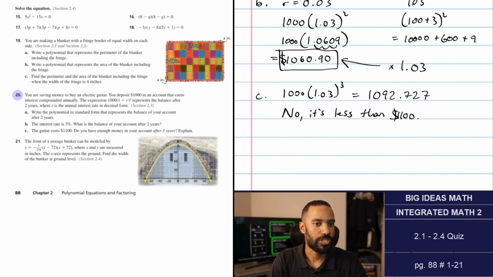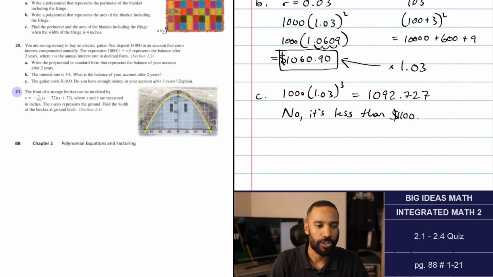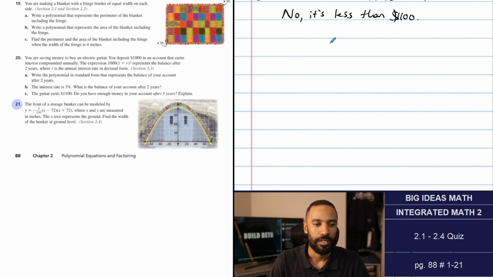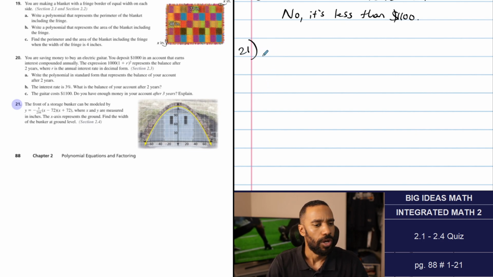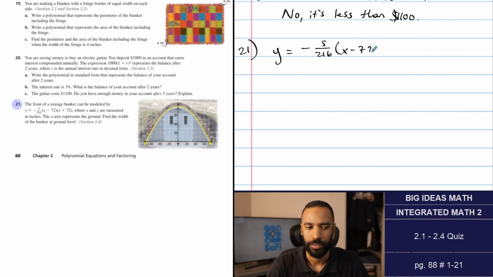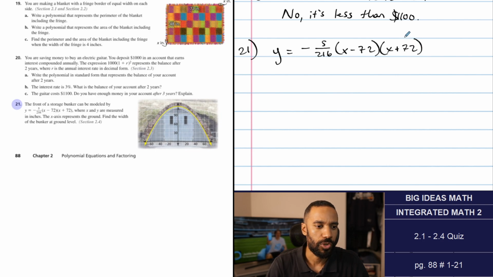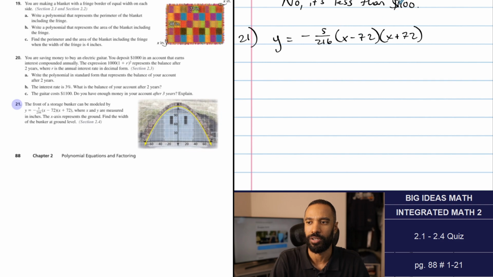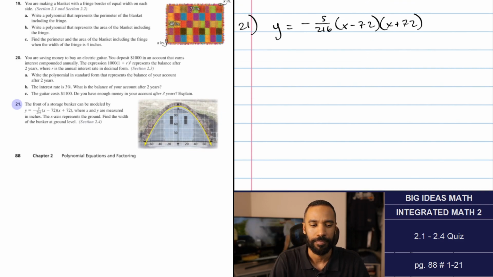Okay, last question, number 21. The front of a storage bunker can be modeled by, oh, one of these arch ones, this is section 2.4, right? Y equals negative 5 over 216 times x minus 72 times x plus 72, where x and y are measured in inches. The x-axis represents the ground. Find the width of the bunker at ground level.